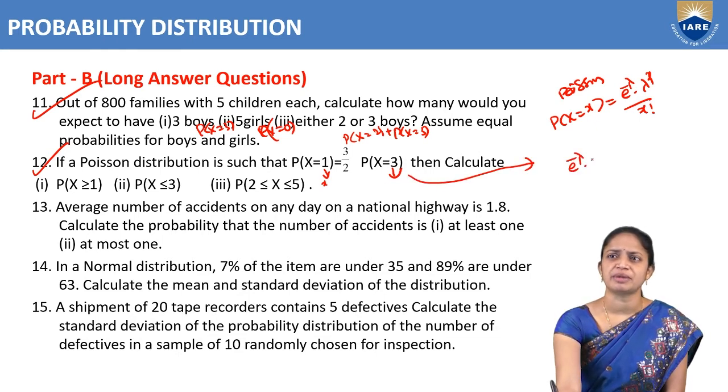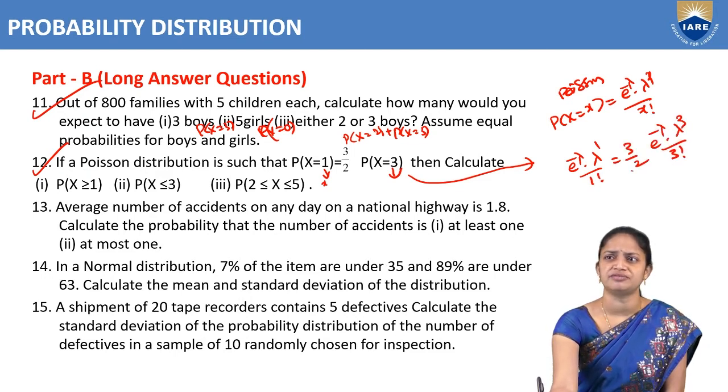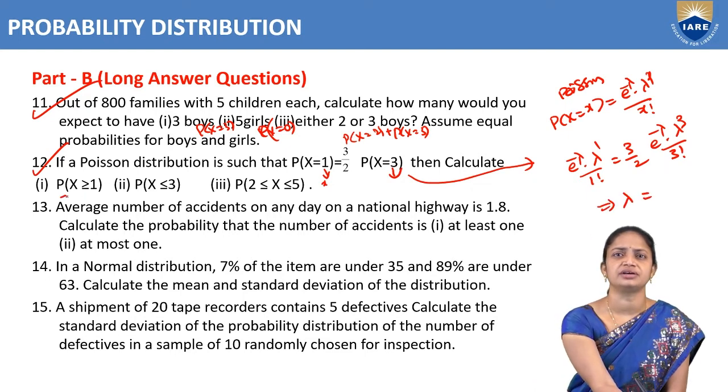That is nothing but e power minus lambda, lambda power 1 by 1 factorial equal to 3 by 2 into e power minus lambda, lambda power 3 by 3 factorial. From this we can calculate lambda value. After that, p of x greater than or equal to 1 is nothing but 1 minus p of x less than 1.